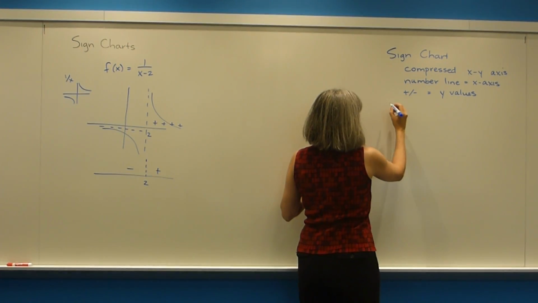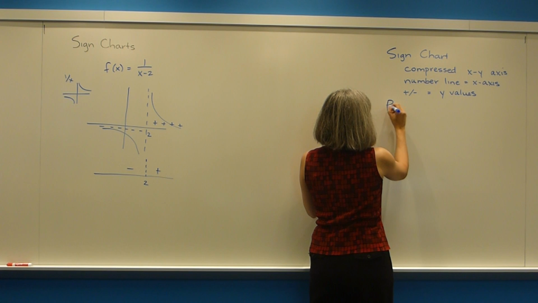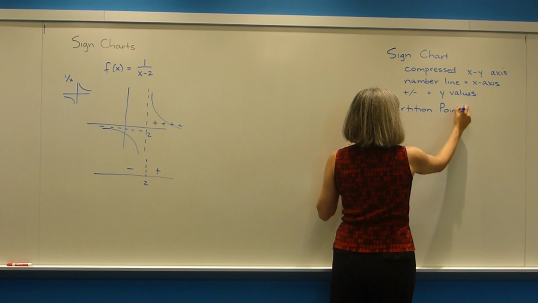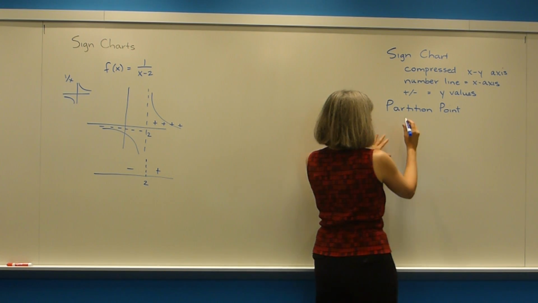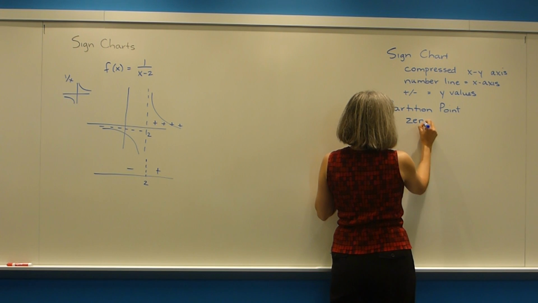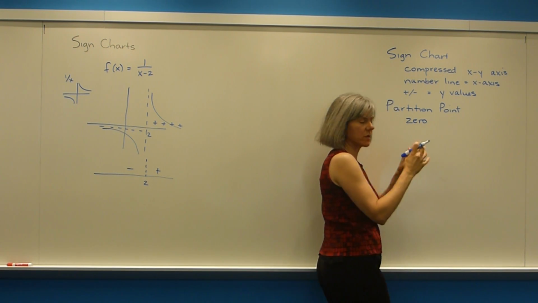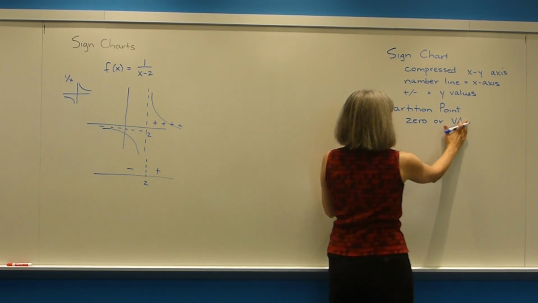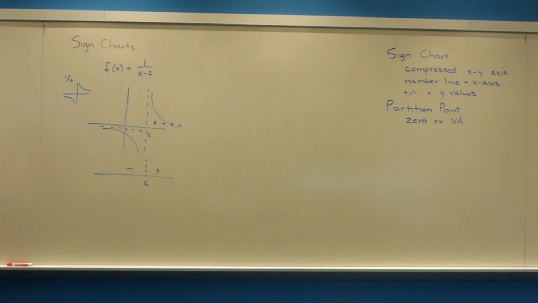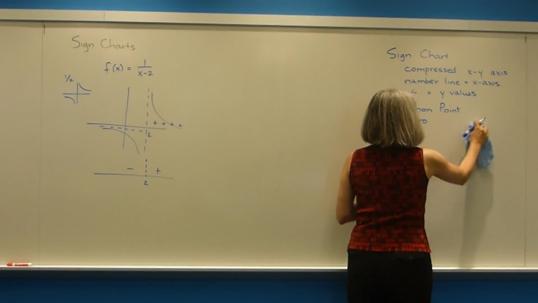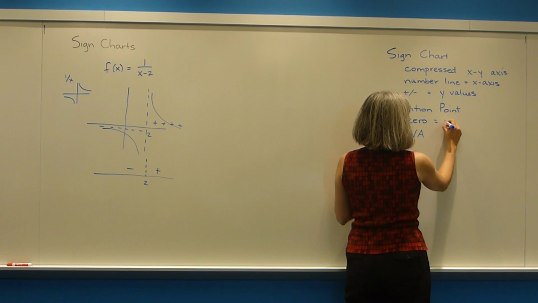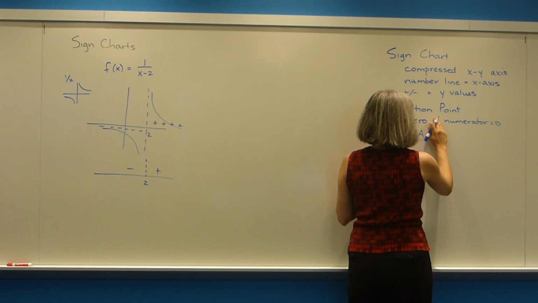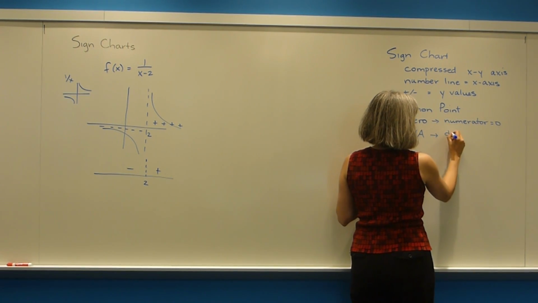So let's define some vocabulary. We're going to have something called a partition point. To partition is to separate. So our partition points are anywhere that there is a zero of the function, I don't mean the number zero, or a vertical asymptote. Another way to think of that, in fact, let's write it that way. We know that this is where the numerator equals 0, and this is where the denominator equals 0.